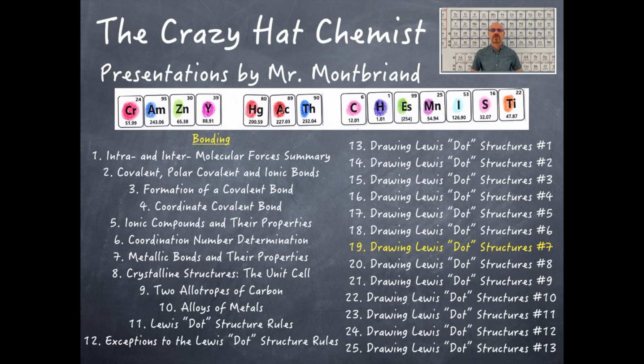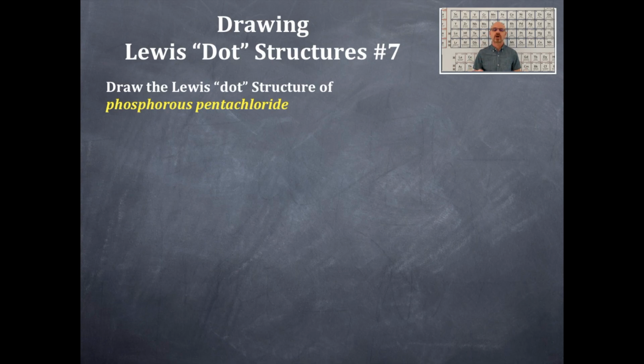So today we're doing another video in bonding. So let's get moving. Bam! Today we're talking about drawing a Lewis dot structure number 7. And today we're going to be drawing the Lewis dot structure for phosphorus pentachloride.